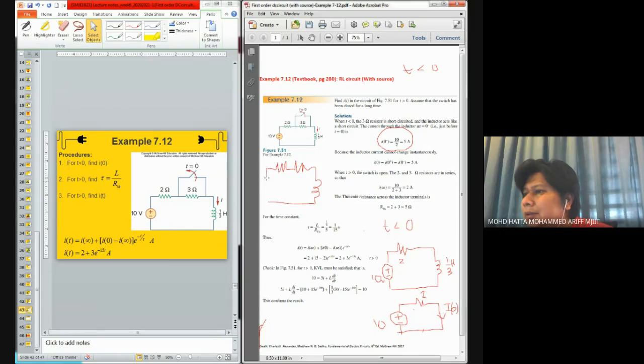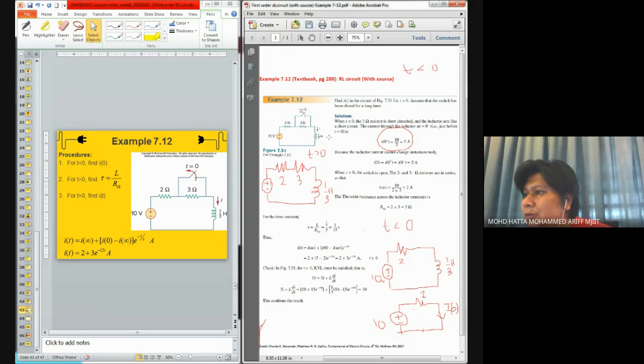Okay, this is what we have at t less than 0. This is 2, this is 3 ohm, and this is 1/3 Henry. This is for t greater than 0. Okay. At t greater than 0, what do we expect to find?